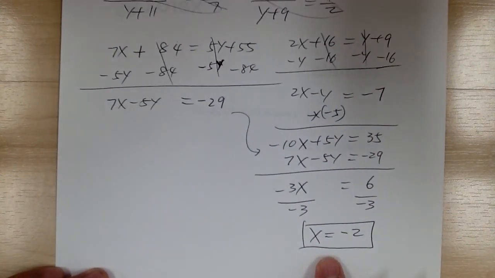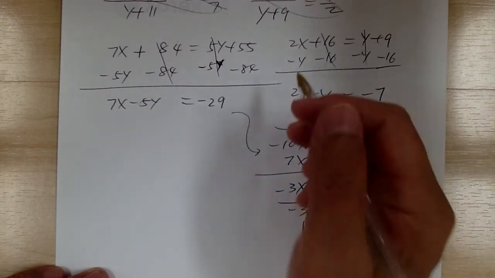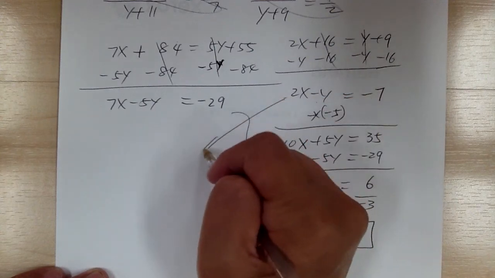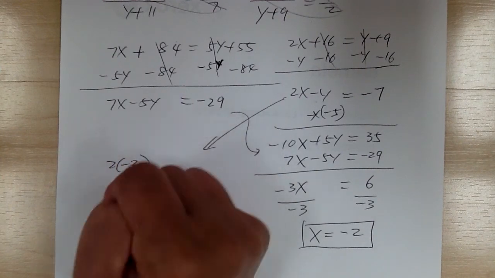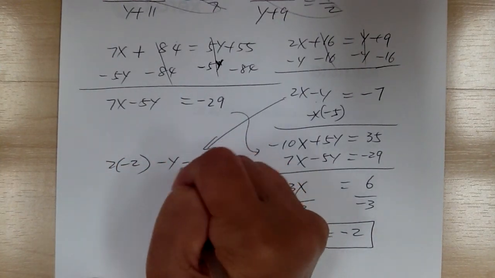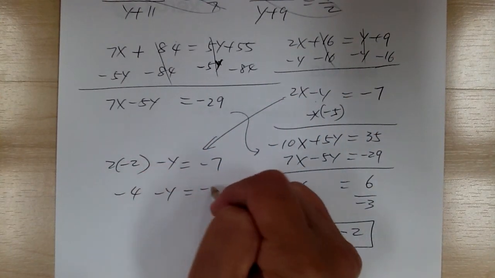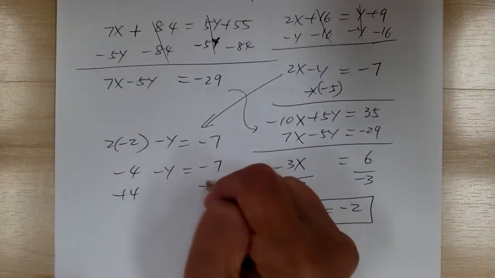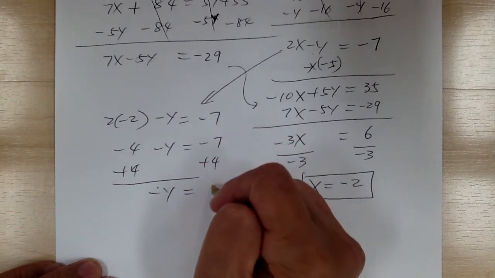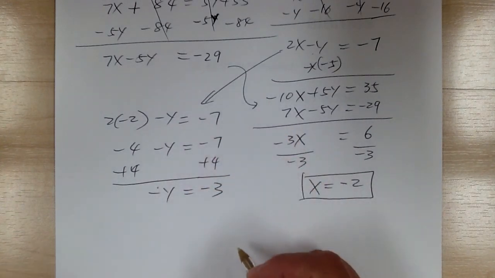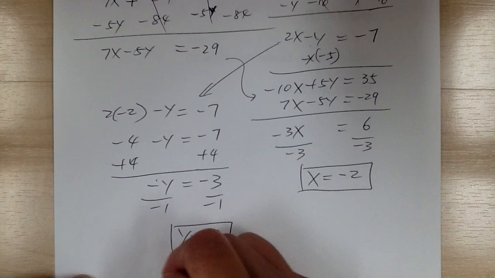So once you solve for x, let's solve for y. Let's see which would be an easier equation. This is actually the easiest equation. Again, you can use any equation, so choose the easiest one. So I get 2 times negative 2 minus y equal to negative 7. So we've got negative 4 minus y equal to negative 7, plus 4 on both sides. So I got negative y equal to, opposite sign, you have to subtract the number. Then you're going to divide by negative 1. So y equal to 3. Okay, and that's it.